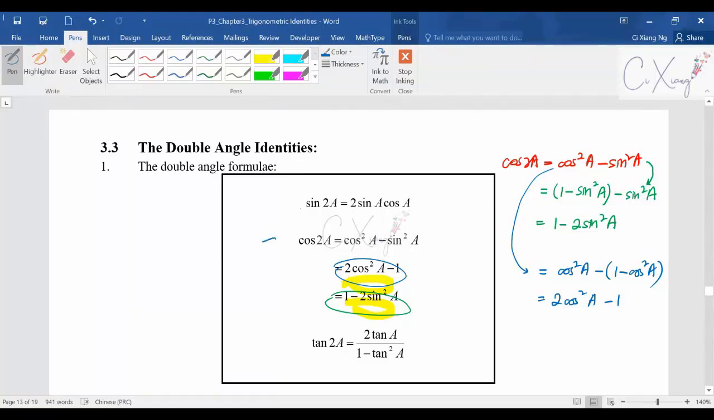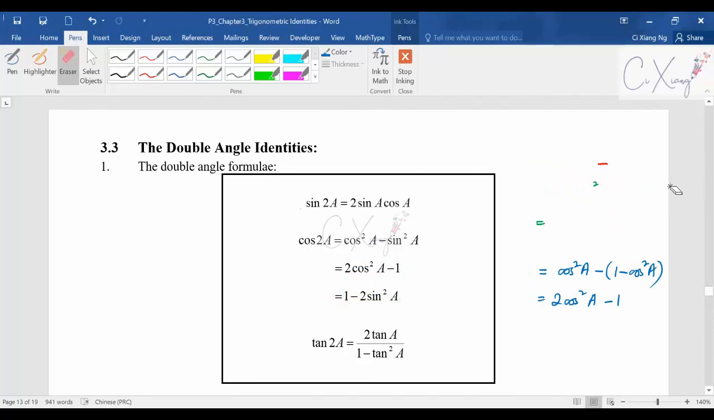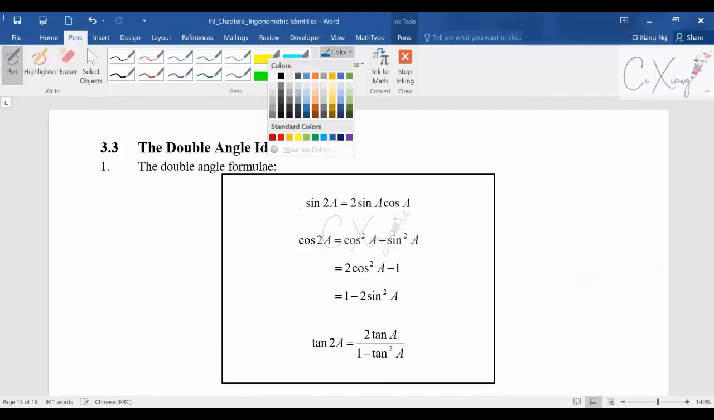And cos 2A is the most important one because, as I told you just now, most of the cos 2A formulas will be used in the integration that we are going to learn later, in chapter 5. So for double angle identity, please make sure that you try to memorize it. There's one thing that I want to let you know for double angle formula.